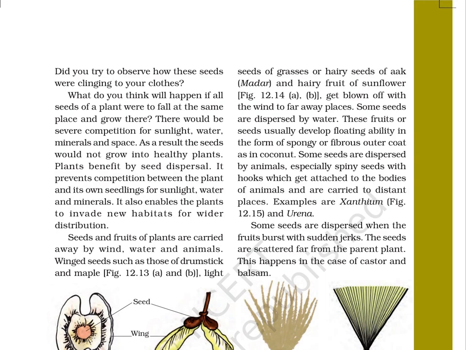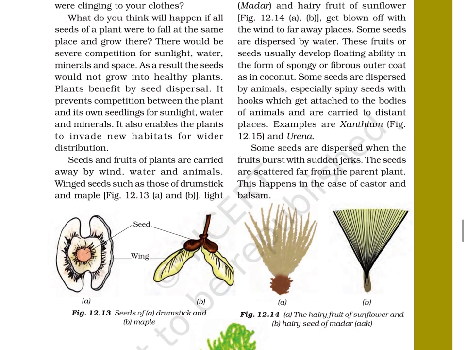Some seeds are dispersed by water. These fruits or seeds usually develop floating ability in the form of spongy or fibrous outer coat, as in coconut. Some seeds are dispersed by animals, especially spiny seeds with hooks, which get attached to the bodies of animals and are carried to different places. Examples are xanthium and urena. You can observe xanthium in figure 12.15.